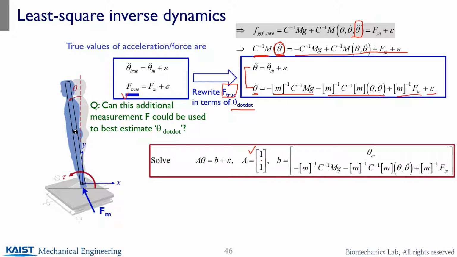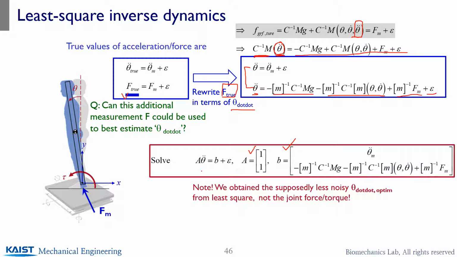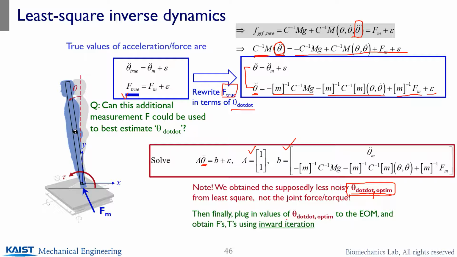So I have two redundant measurements for the theta double dot expressed in terms of B. To find the best estimate for the optimal theta value, you can do the pseudo inverse. By doing so, we can use both measurement information, theta and the force, to estimate the optimal theta double dot values. Since your theta double dot value is hopefully better than just the second derivative of the kinematics measurement, you can plug that into your inverse dynamics Newton-Euler iteration to figure out what the forces and the torques are going to be.